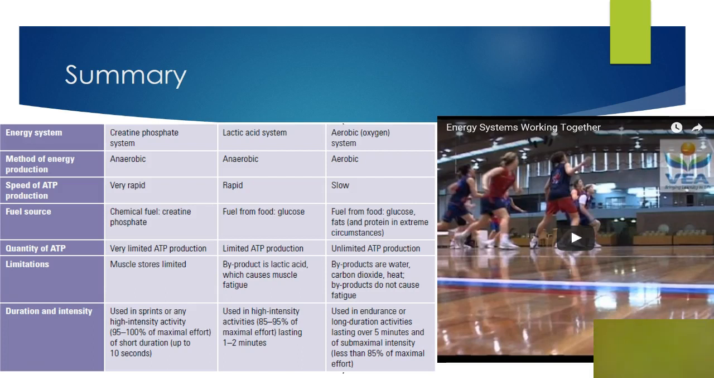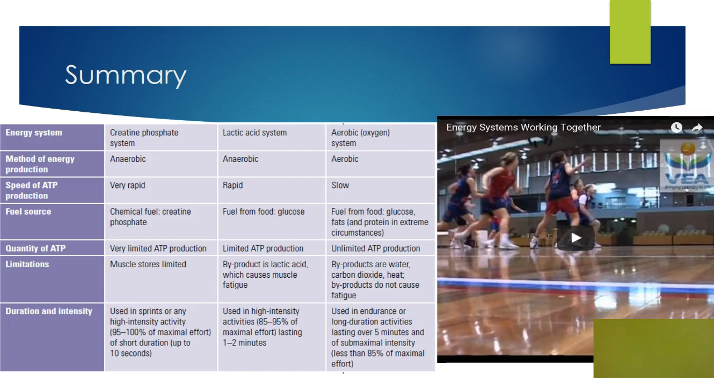The last system is the aerobic system. It's obviously aerobic, it uses oxygen, it's very slow ATP production. We get the fuel from glucose and fats. Protein is the last resort. There's unlimited supply of ATP. That's the best thing about this system.